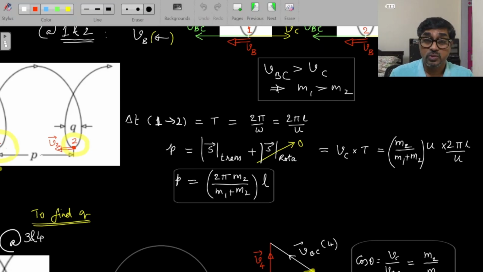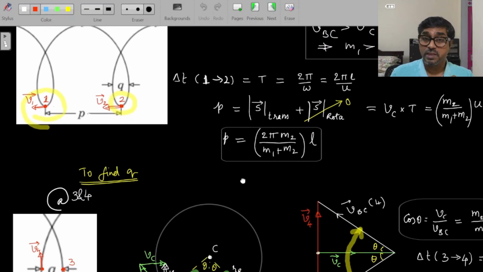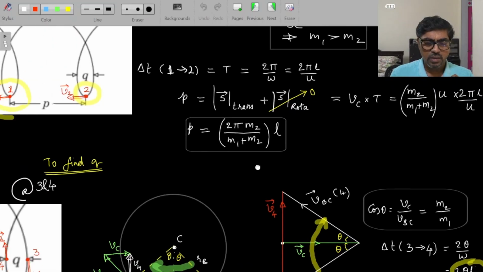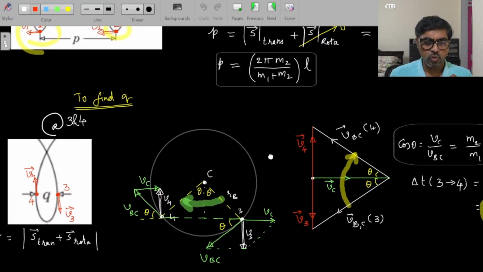So I hope you understood that. If you have any doubts there, please put your comments down there. I will be very happy to explain to you. So the second part is also over. The first part is saying that M1 is greater than M2, right? The second part is finding the value of P there. Now we'll go to the third and final part, finding this Q distance.